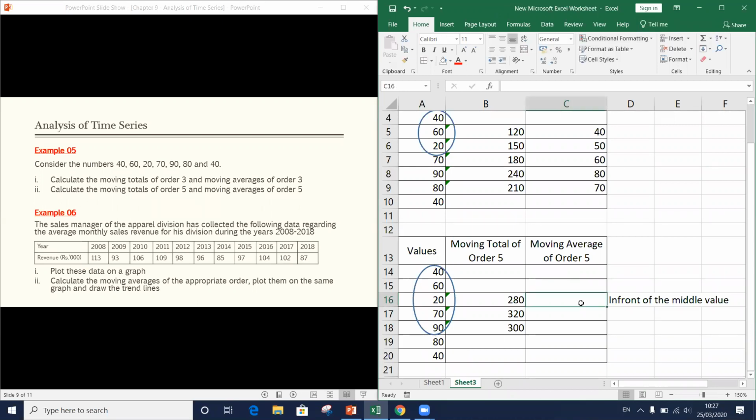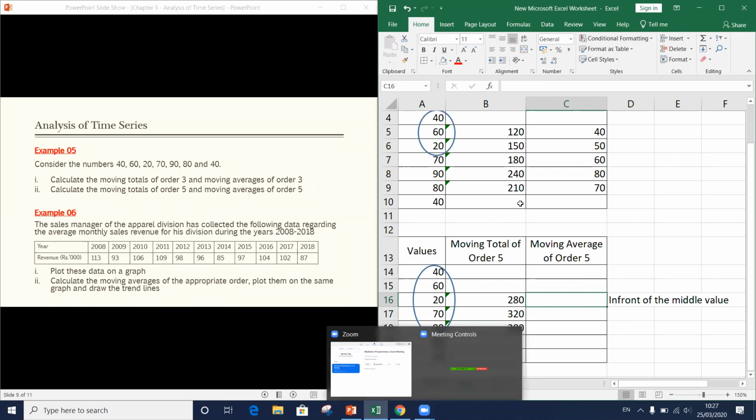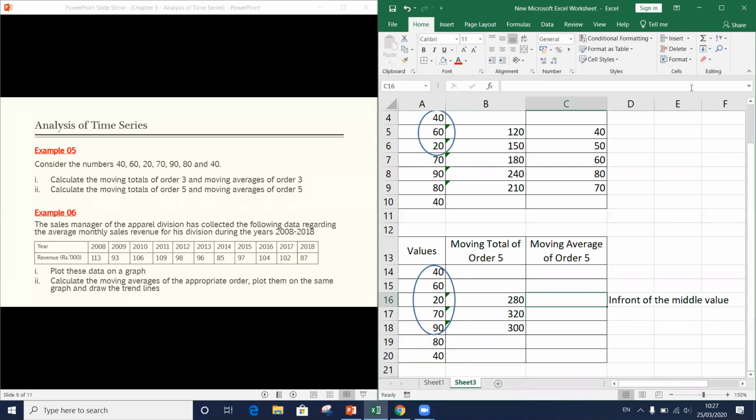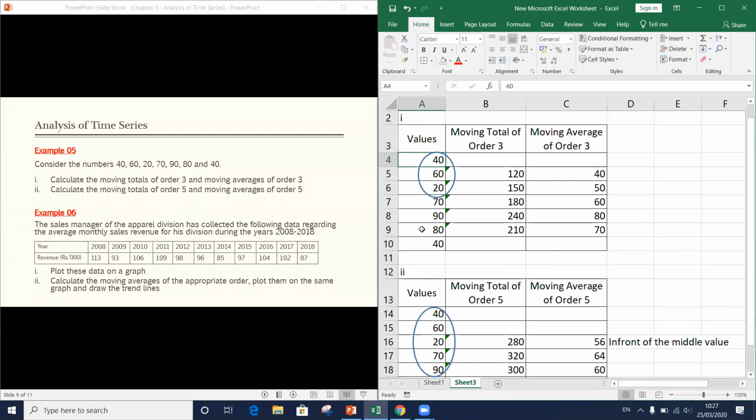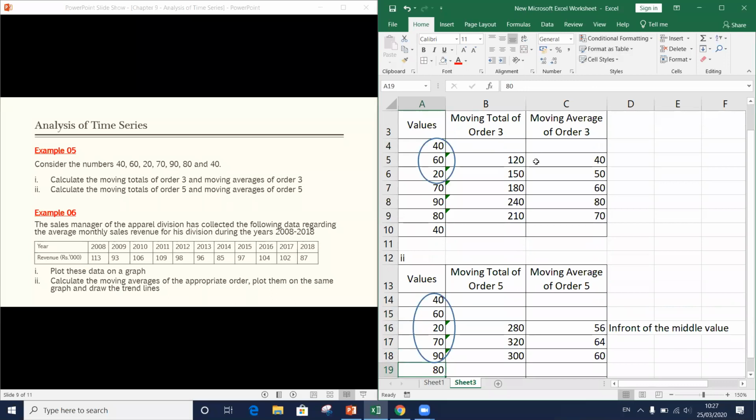Right. Then what should be the moving average here? 280 needs to be divided by what value? 5. Right. So it is 56. Here 320 we need to divide by 5, that is 64. 300 needs to be divided by 5. The answer is 60. Yes, this is the answer for part 2, right? This is the answer for part 1 and part 2, right? That is how we generate moving totals and moving averages. There are 2 things we need to remember.